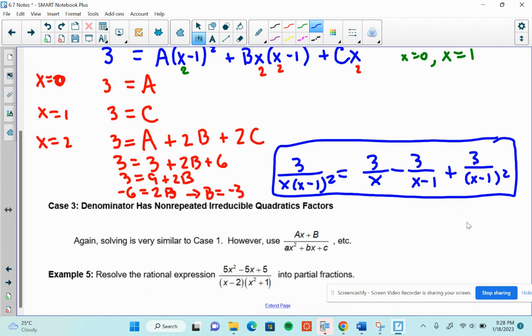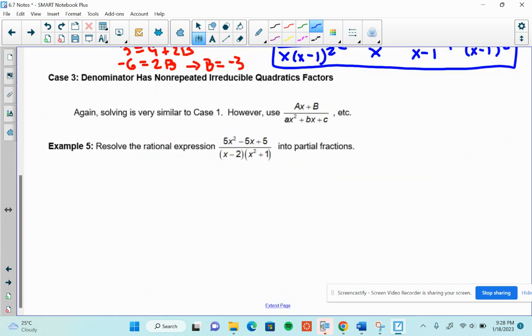Okay. All right, now we're going to look at case 3. What if the denominator has a non-repeated irreducible quadratic factor? Remember what an irreducible quadratic is. It's a quadratic of the form ax squared plus bx plus c whose zeros or whose roots are not real. In other words, they have to be written in terms of i. All right, non-real zeros, non-real roots.